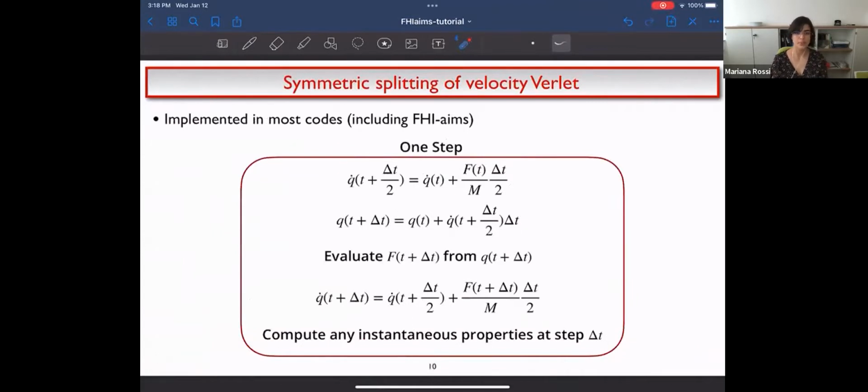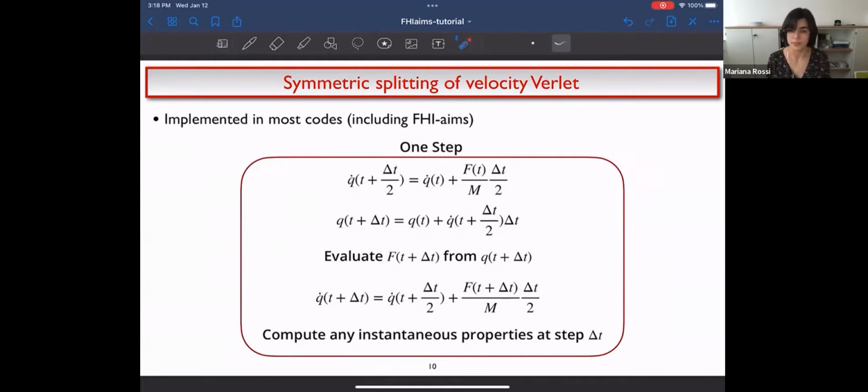So in one step, you do a symmetric splitting of this velocity Verlet. So you don't do a full time step at once. You evolve the velocities at half time step, then the positions at full time step, and then the velocities again at the full time step. You can see how this splitting comes about in different ways. The most elegant, I think, is with Liouvillean propagation of the dynamics.